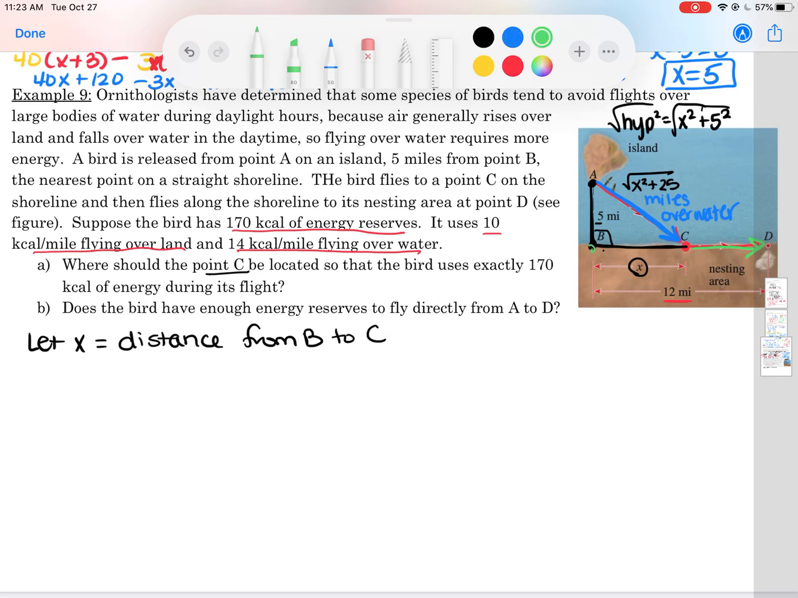We also know over land, if the distance from B to D is 12, that the distance from C to D then should be 12 minus that X. So 12 minus X miles over land.